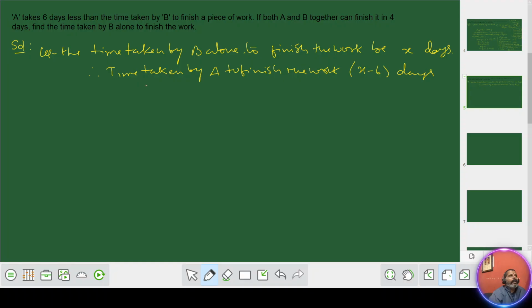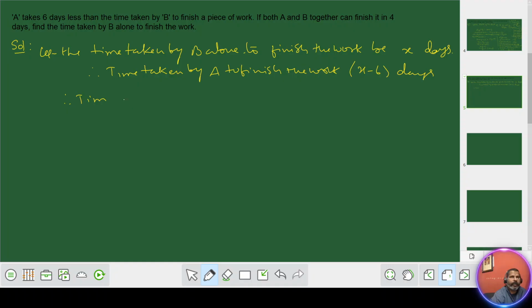See, when B takes x days, say for example B takes 5 days, then what is the amount of work done by B in 1 day? It's 1 by 5. Now here, since x days is the total days B takes to complete the work, in 1 day the amount of work B can complete is 1 by x. So we need that.